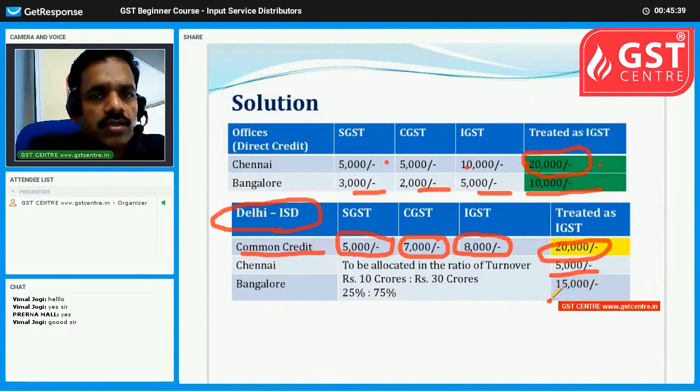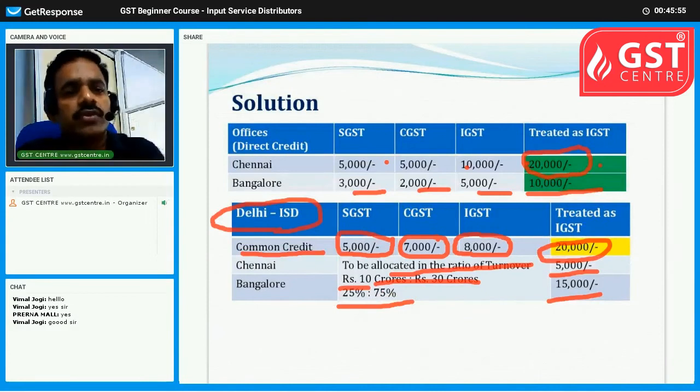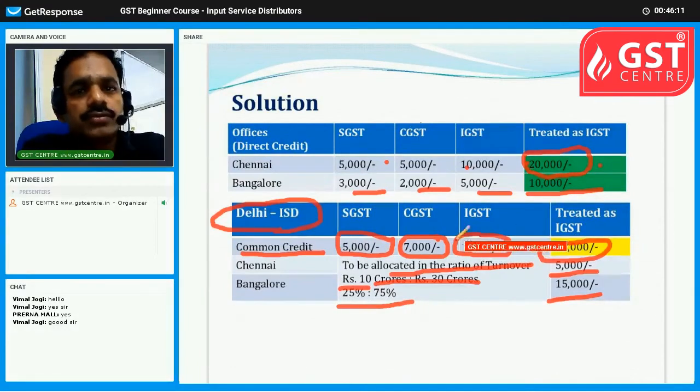Here Chennai gets 5,000 and 15,000 for Bangalore. Why? Because it is allocated in the ratio of turnover. That is rupees 30 crores for Bangalore and rupees 10 crores for Chennai. So we apportioned in the ratio of 75 to 25 like that. Okay. So the summary of this solution is that the common credit available to an input service distributor will be allocated on the basis of turnover of the units.